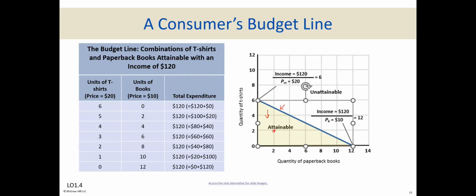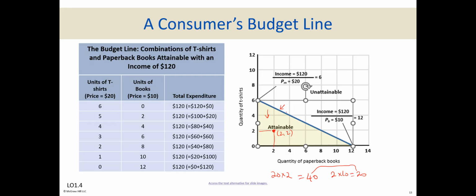For instance, at this point, you buy 2 t-shirts and 2 books, and we know that t-shirts are $20. 20 times 2, you spend $40 for t-shirts, and you buy 2 books, 2 times 10, $20. So you spend a total of $60. And you spend $60 to buy this combination, but your income is $120. As you see inside the triangle, everything is attainable, but you're not spending all your income.